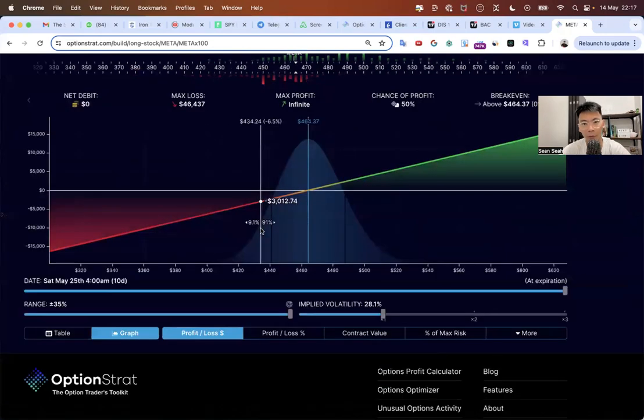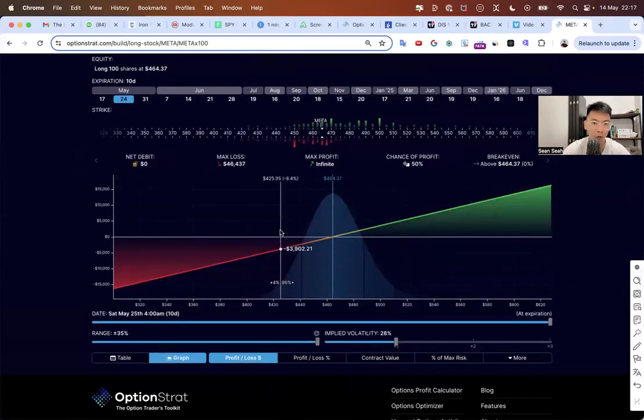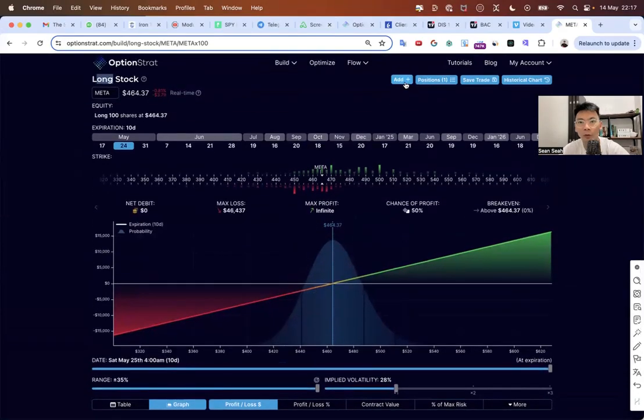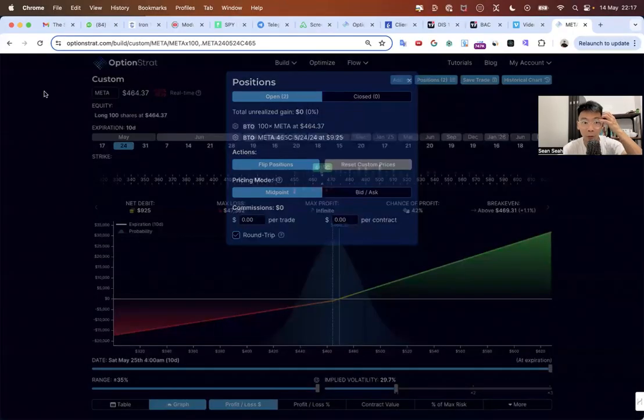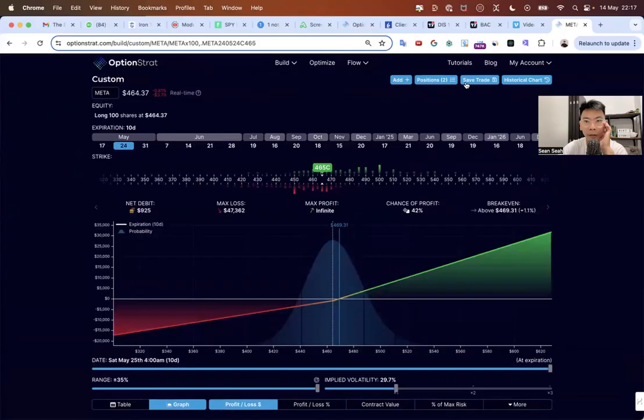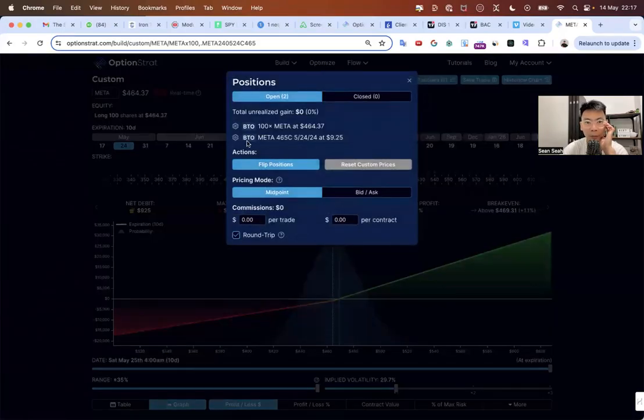Okay, so this is the risk graph of a stock. Very straightforward. Goes up, make money. Goes down, lose money. Now let me show you the risk graph of buying a call. If you want to use this website, you can click on positions. That's where you buy 100 Meta shares, or buy a Meta 465 call.